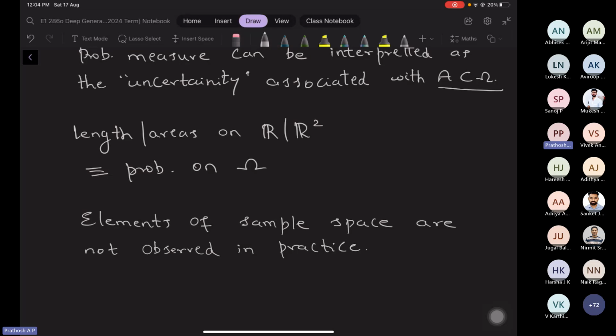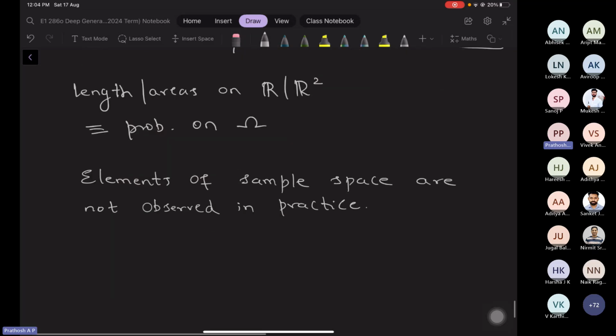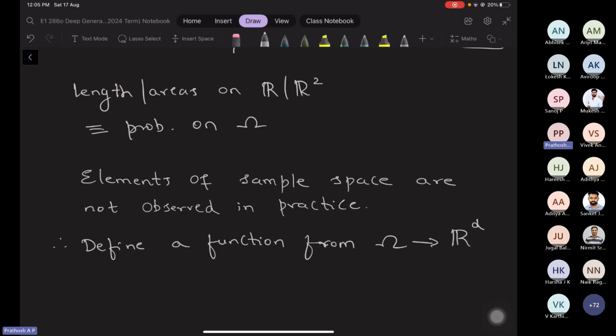Somebody also asked me this question, right? Is the domain that we talk of actually the sample space? No, because what we get to measure and observe using equipment or sensors are not the elements of sample space. Now, how do we deal with it? That's a very important question. So for that, what is done is, define a function from sample space to some real numbers.